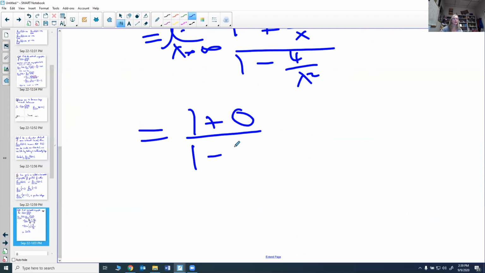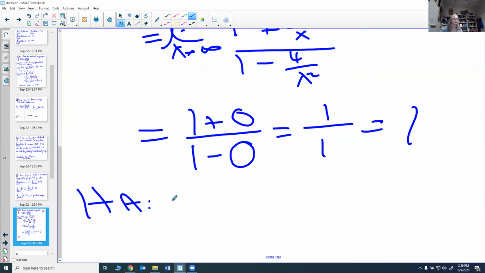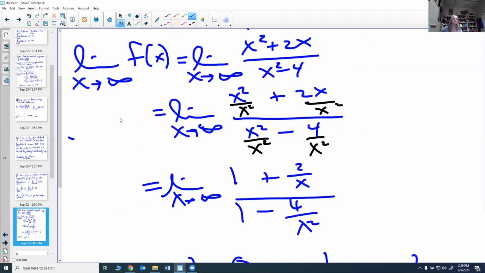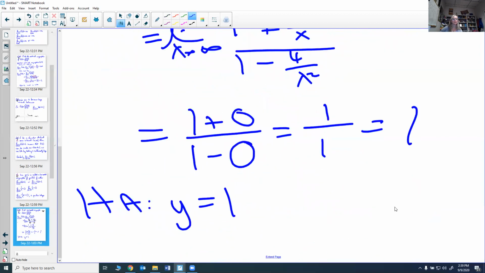And we're going to have 1 minus 4 over x squared as x goes to infinity is also 0. So we end up with 1 over 1, or 1. So that tells me that my horizontal asymptote is in fact y equals 1, because the limit as x goes to infinity of my function is 1.